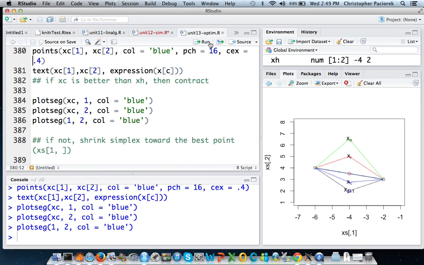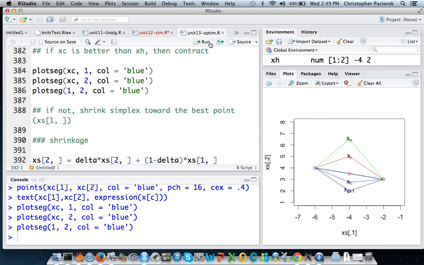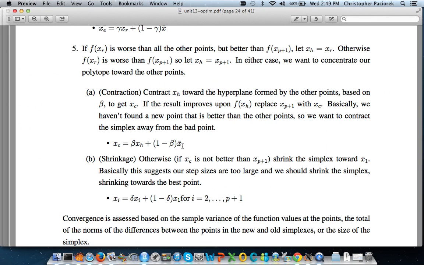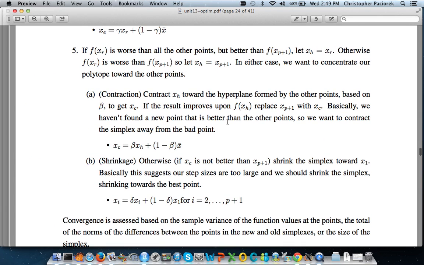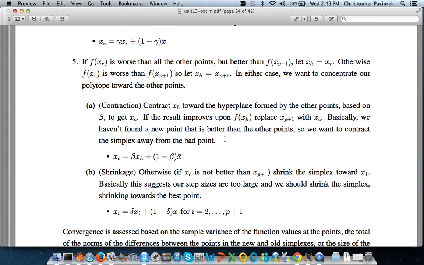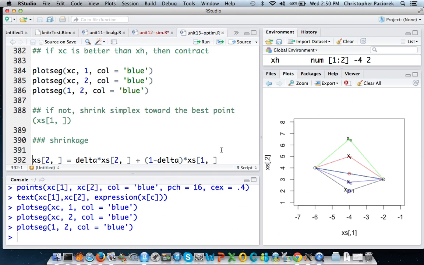And that would be in the case that... Sorry, let me go back. I'm getting slightly confused about these last 2 points. Oh, okay. So the contraction, we'll accept that contraction if the result improves upon f of x plus h. Okay. So this is the proposed contraction. And if this is better than this, then we'll accept this contraction. We'll have our new blue triangle.